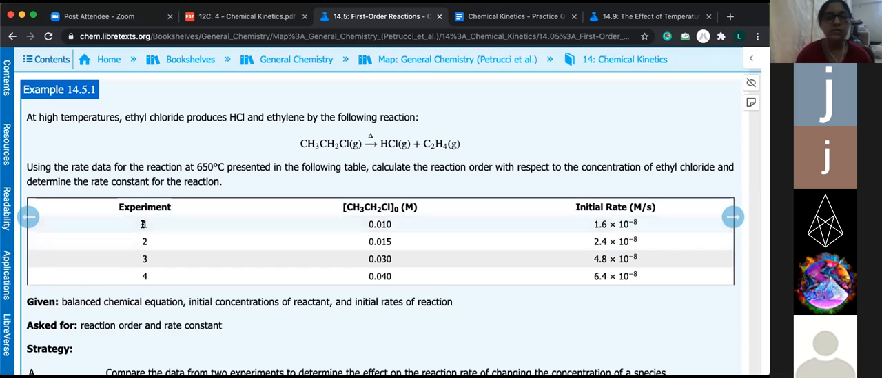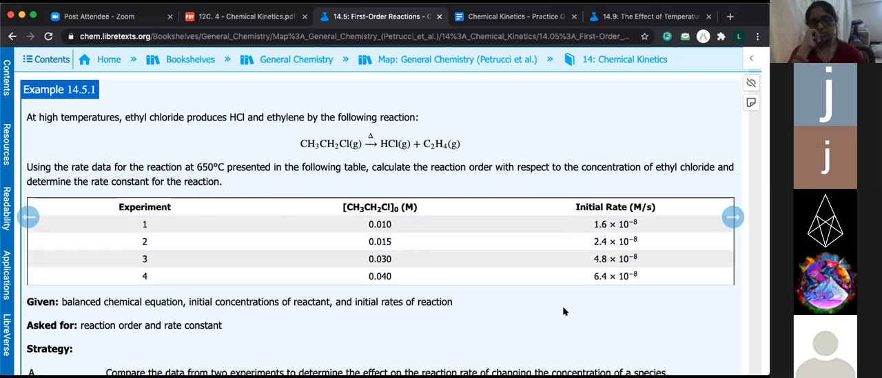Okay, so you're given 4 iterations of the experiment. You're given the initial concentration in M, so that's moles per liter, and you're given the initial rate of the reaction. When the concentration is so much, the rate was calculated to be so much. Okay. Now, what are you asked to find? Ma'am, first we are asked to get the order of the reaction. Yes. So once you get the order, then you can determine the rate constant. So how are you going to get the order of the reaction?